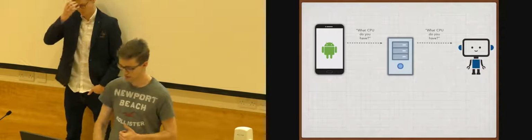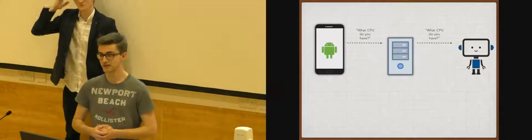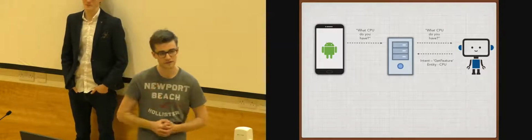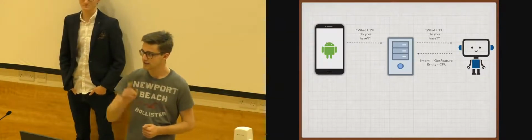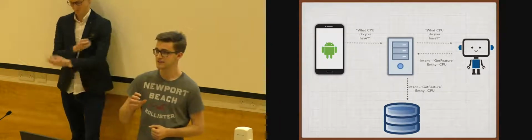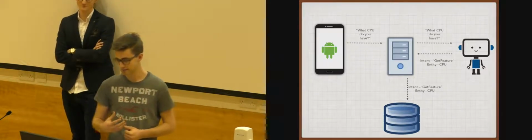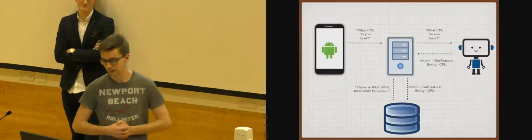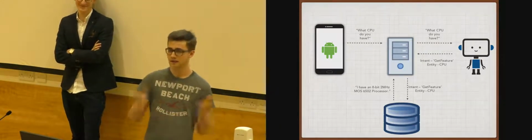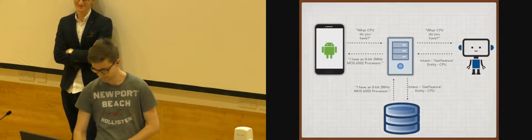This is sent to the server, which relays it to Lewis. Lewis then says, well, I think the user's trying to find out about the features. And more specifically, I think they want to know about the CPU. We then use this intent and entity pair to query our database, and we get the response, "I have an 8-bit, 2 MHz MOS 6502 processor. I'm sure it's all of your favorites." This is then returned to the user. So that's pretty easy, right?